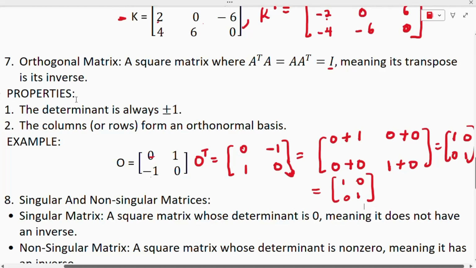Now, the properties: the determinant is always plus or minus 1. The columns or rows form an orthonormal basis. So that is all about the orthogonal matrix.